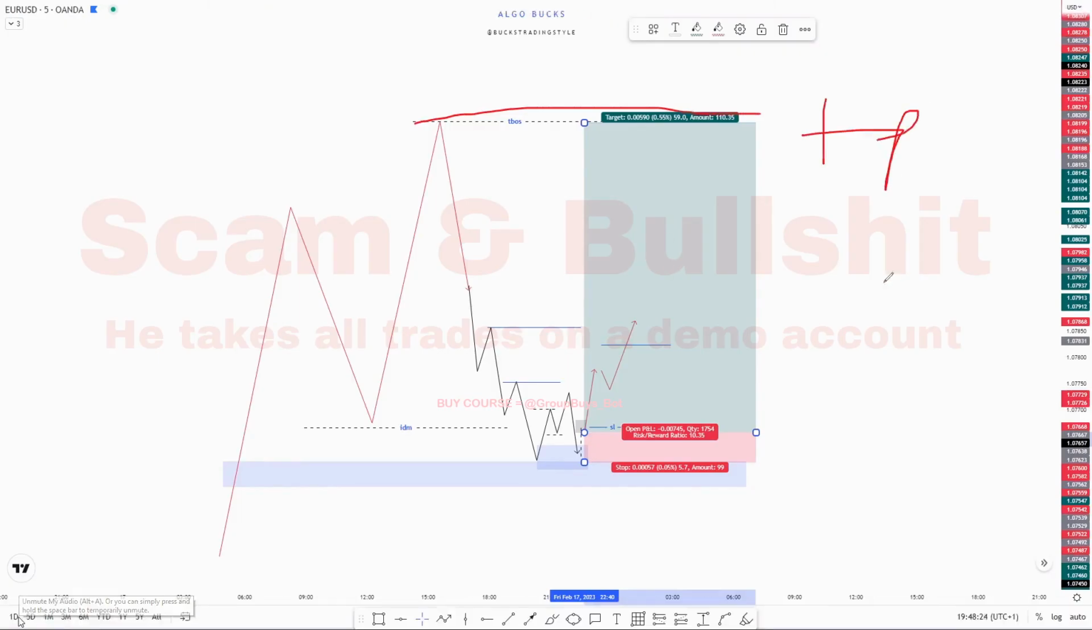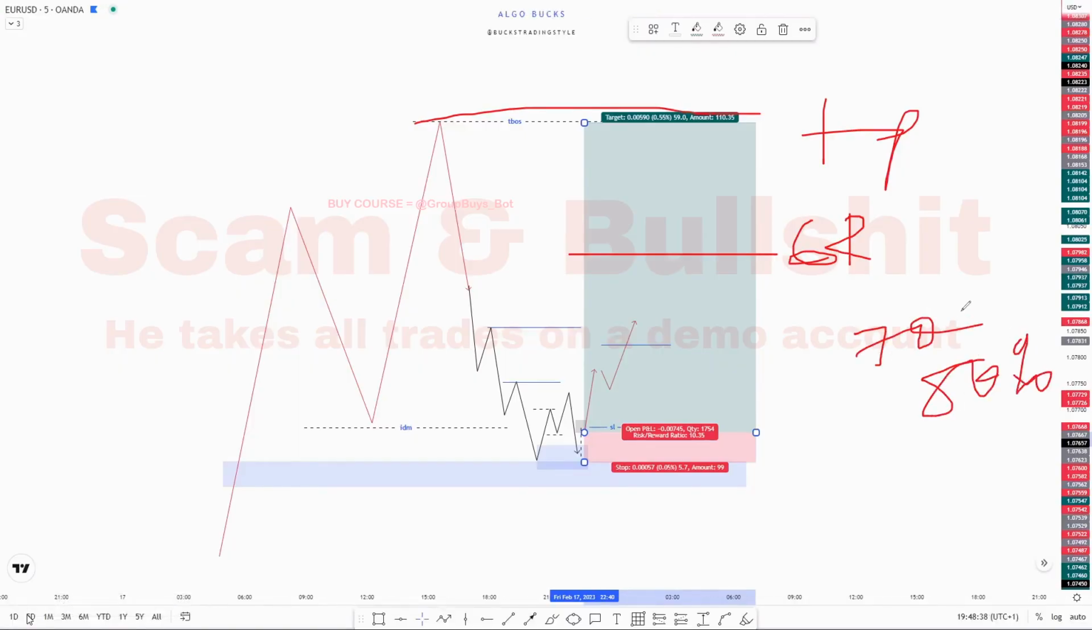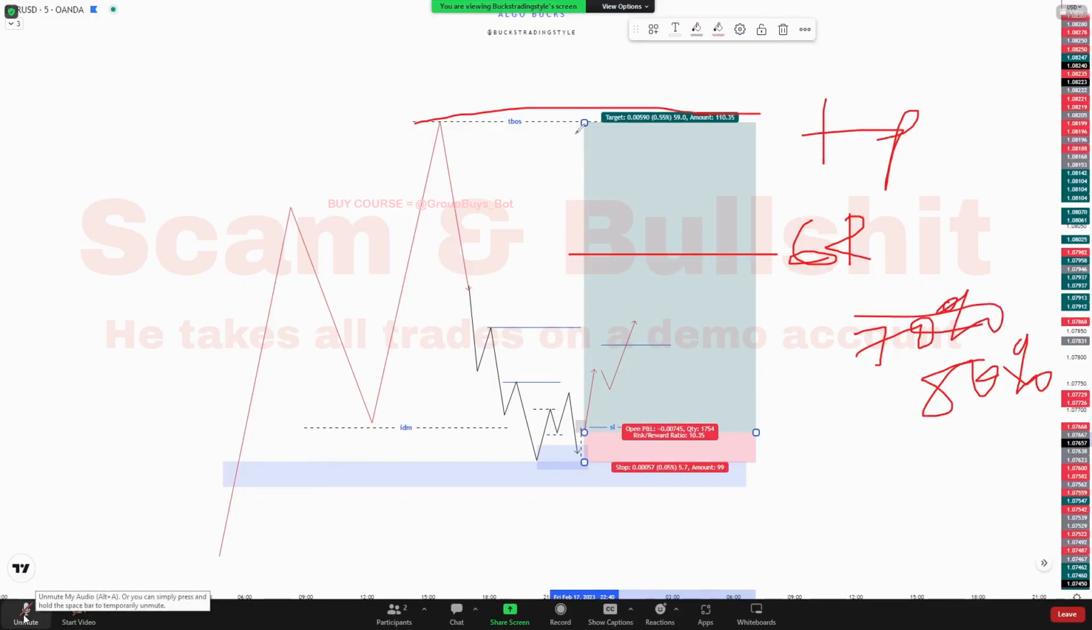Now where I want to take partial, I will partial when price gets to my 1 to 5 or 1 to 6. So when price gets to 1 to 6, I'll take like 70% or 80% of the trade. Then I let the rest run to take profit. Do you get that? Yes.